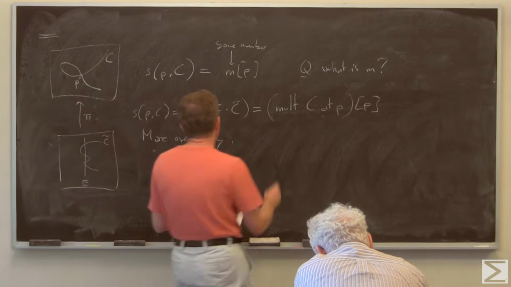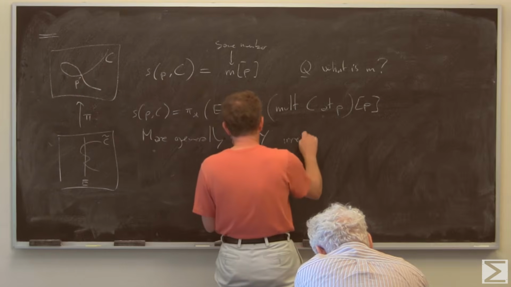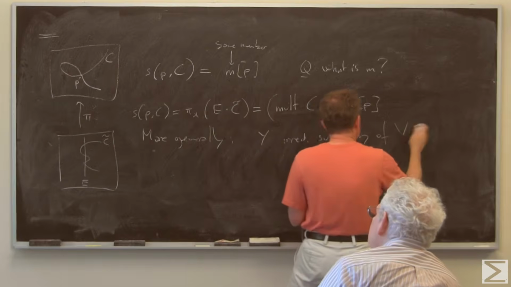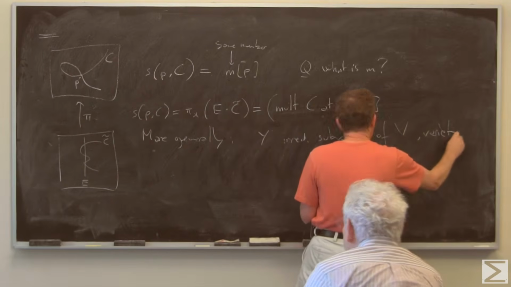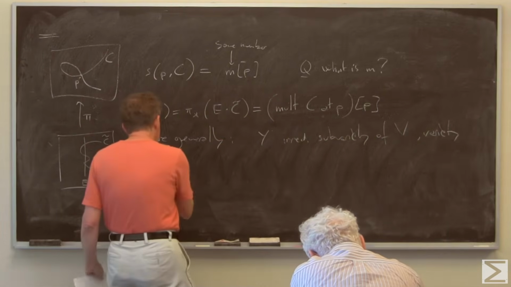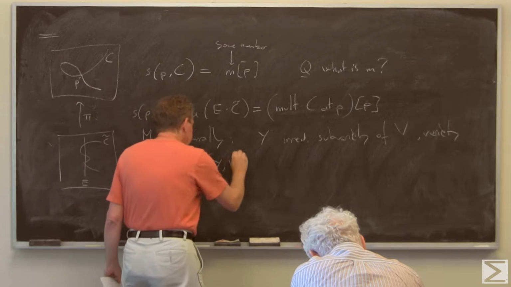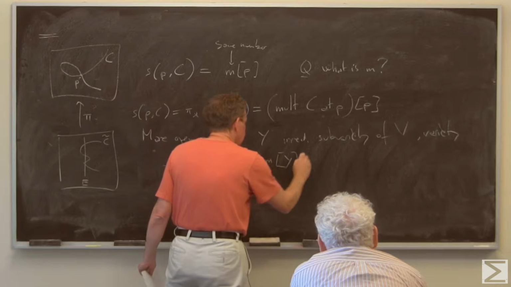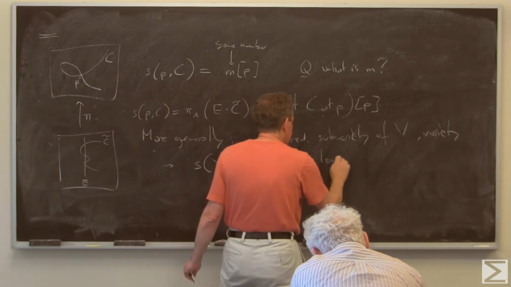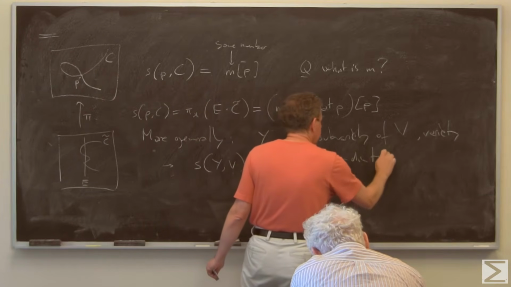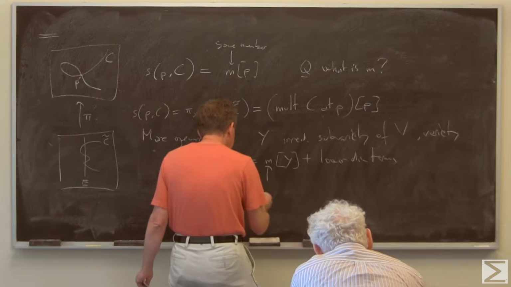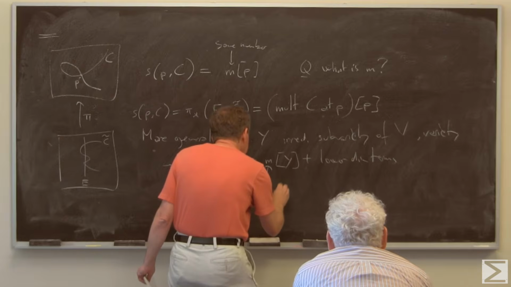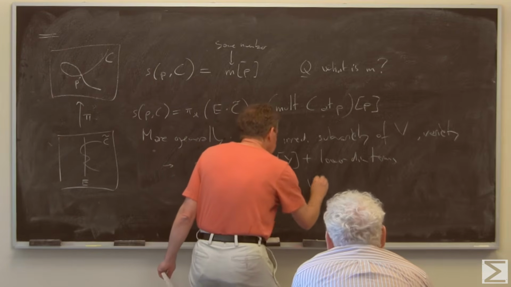I think what I want to have is Y, an irreducible subvariety of V, say a variety. Then what you get is that S(Y,V) is a class on Y. It has a multiple of Y to begin with, plus lower dimensional terms. This number over here is, by definition, if you want, the multiplicity of V along Y.